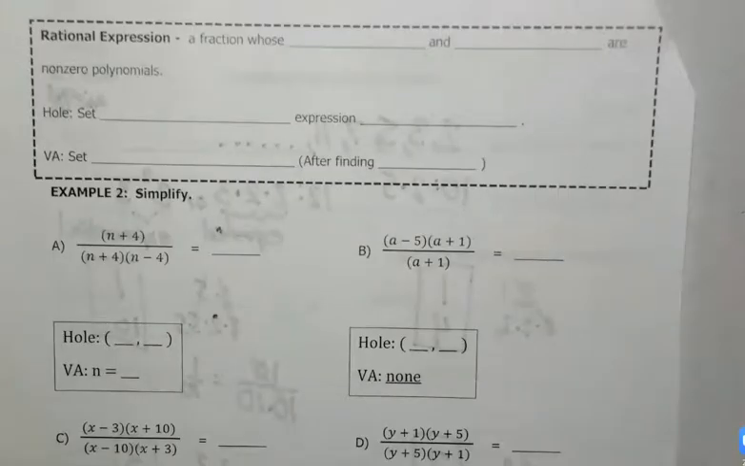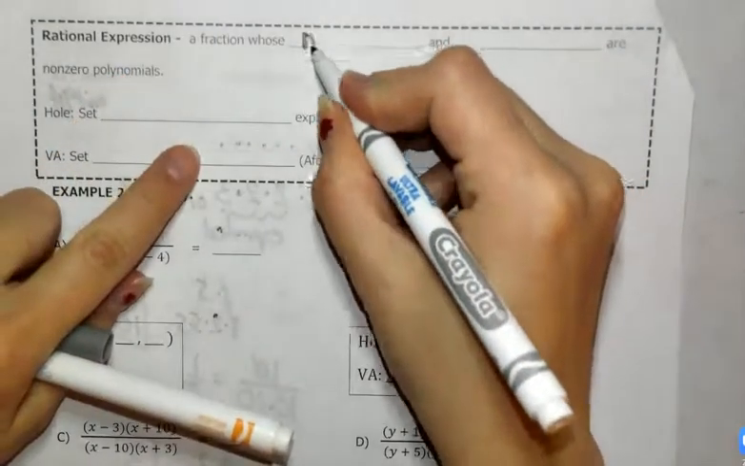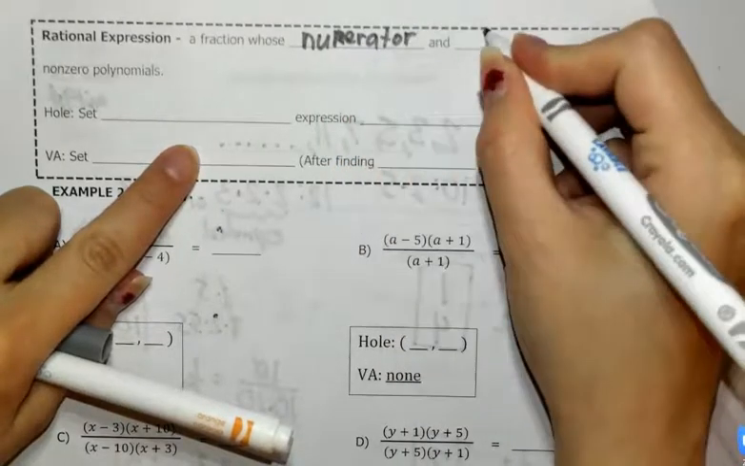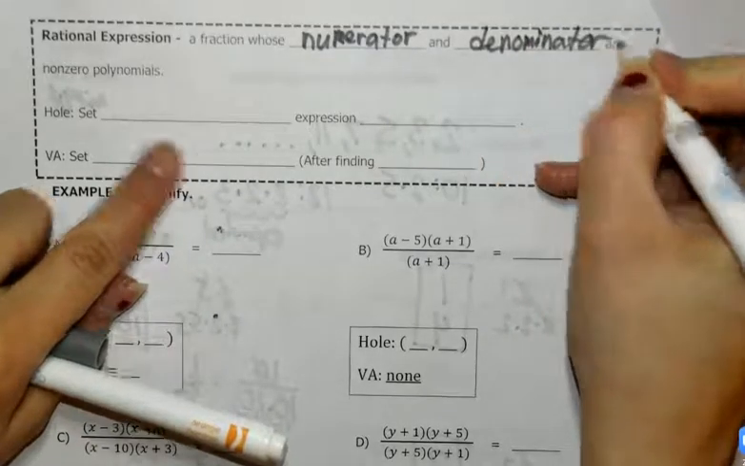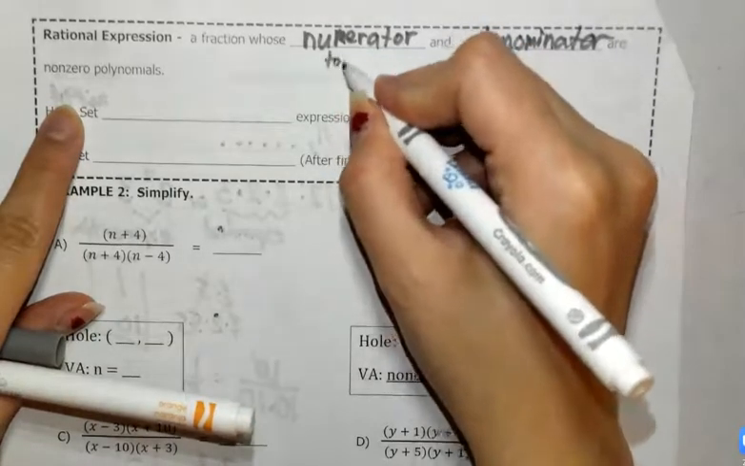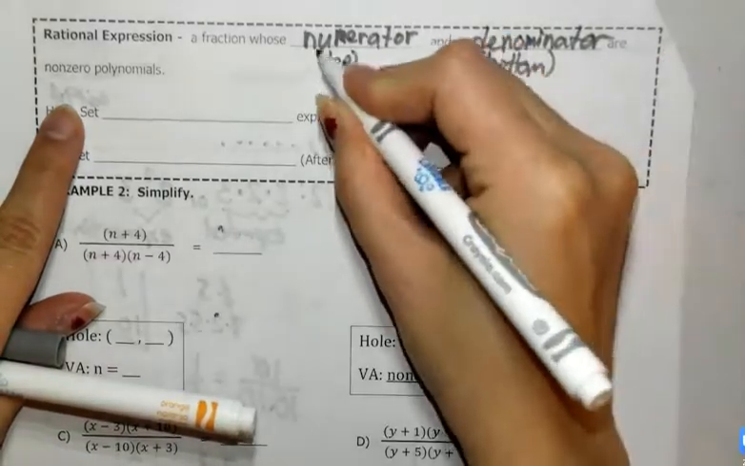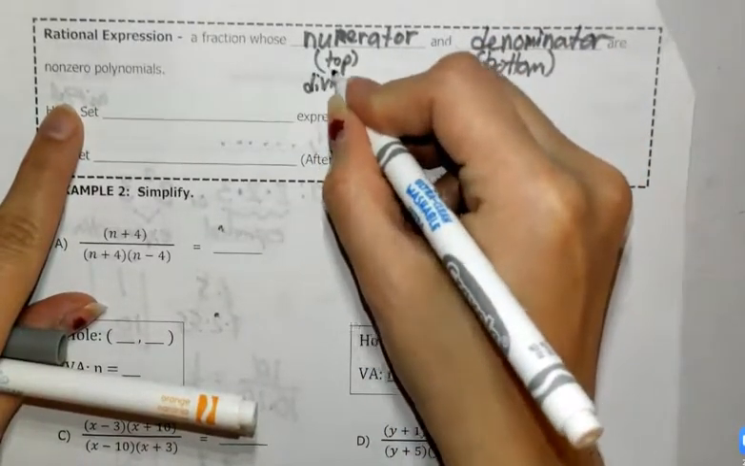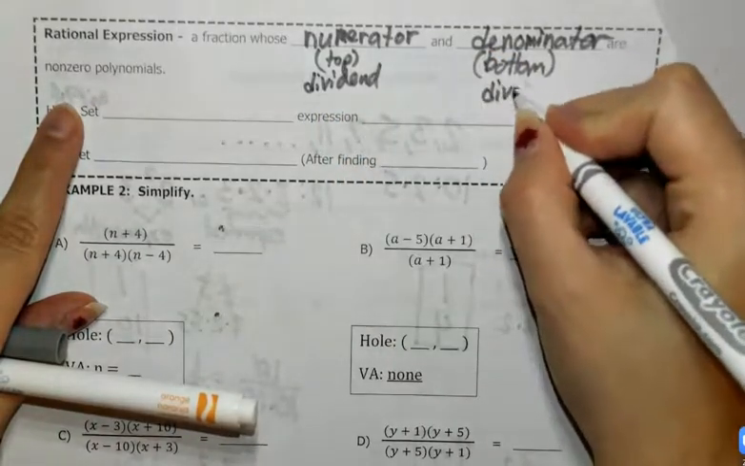Okay, let's look at this top part in the box. Rational expression: a fraction whose numerator and denominator are non-zero polynomials. The numerator is the top, the denominator is the bottom. Numerator is also known as the dividend. And the denominator is also known as the divisor.